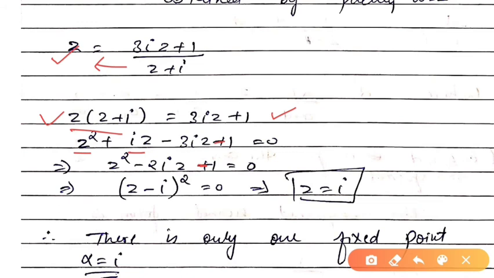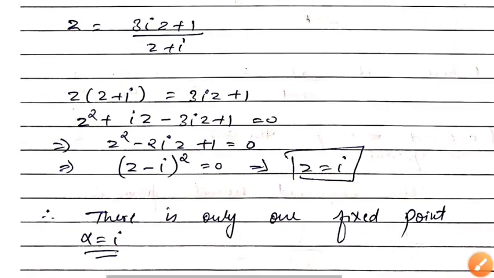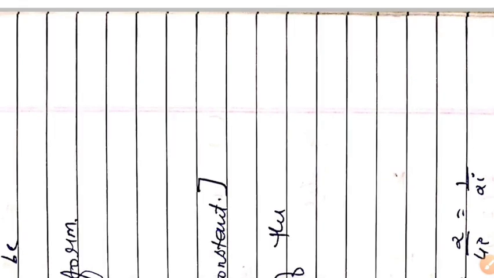So now this will be minus 1, right? So this is the formula of (z minus i) whole square, and (z minus i) whole square means I can write (z minus i) into (z minus i). So I will get the value z equal to i, right? So we are getting only one fixed point and we name it alpha. So now we have only one point, that is alpha equal to i.